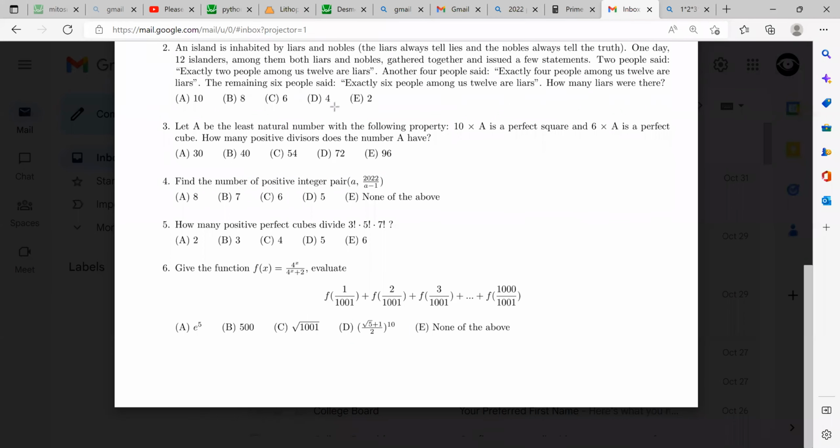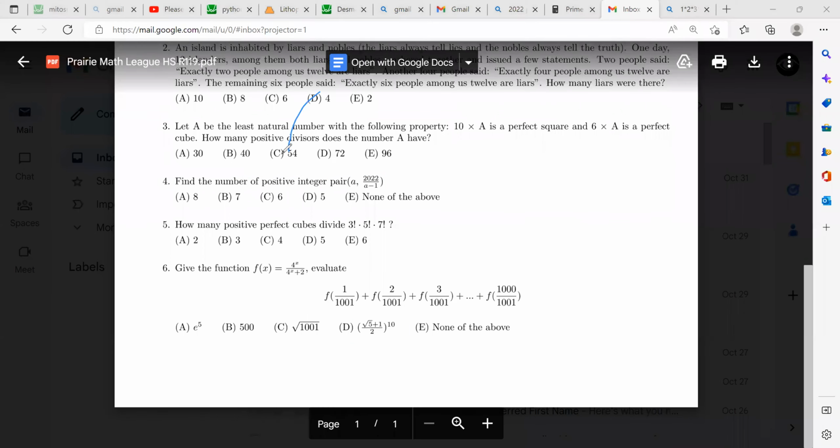It is asking you how many integer pairs a and 2022 divided by a minus 1 are integers. So this is pretty easy. Before doing the question, I will give you a hint if you want to solve this right now. This is how you can factorize 2022.